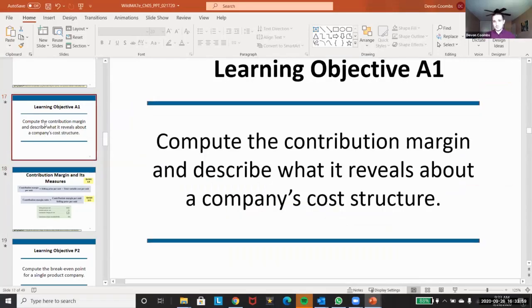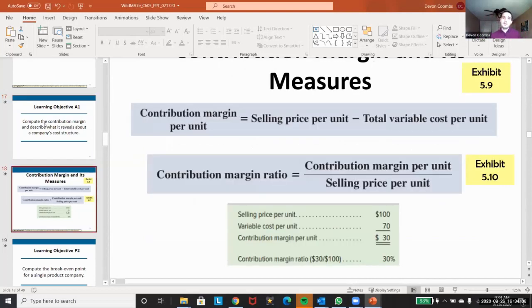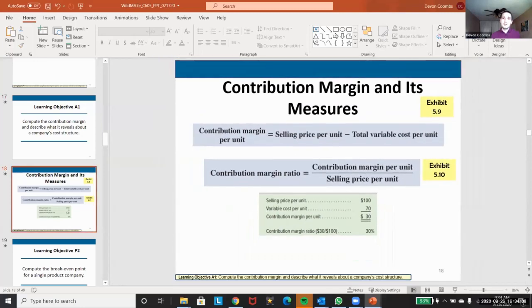So now we're going to talk about contribution margin. And I think this is one of the most useful ways to think about business, just to change your perspective about business. So contribution margin and its measures.